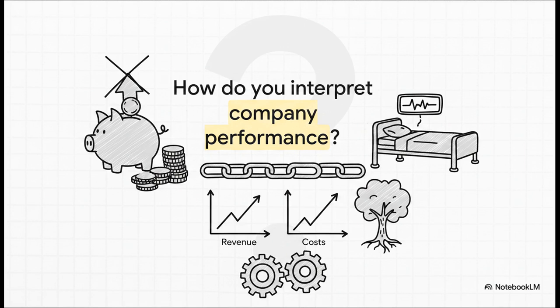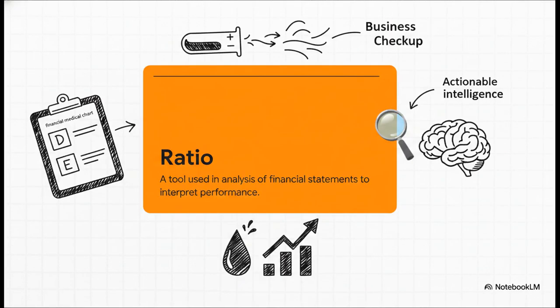To figure out the true story, we absolutely need a way to connect those raw numbers together to give us real context. And that brings us to the core of our diagnostic toolkit today, the ratio. A ratio is simply a tool used in the analysis of financial statements to interpret a company's performance. You can think of a ratio as the blood test of our business health checkup.